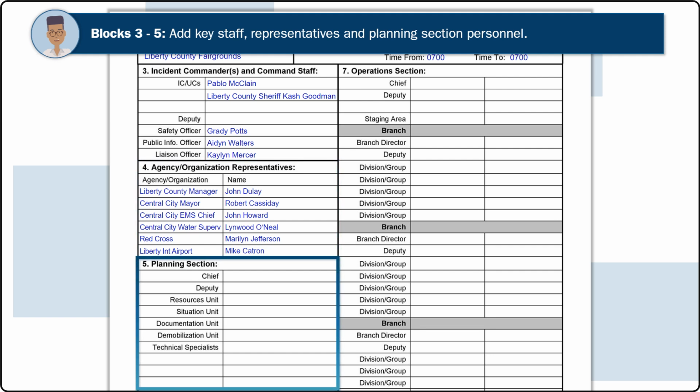In Block 5, Planning section, simply drop the names of the personnel to the right of their assigned positions. Notice the blank spaces at the bottom of the box. We can use those to insert other positions under the Planning section, or if we need more space for technical specialists.